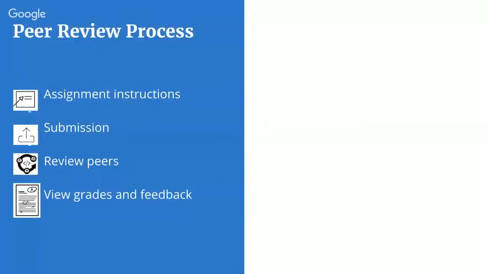To summarize, a peer review includes assignment instructions, a submission process, a review stage, and finally a stage where a learner gets to view their grades and feedback. A lot of these components are extremely critical, and a peer review, when done well, can be an extremely exciting and rewarding experience for the learner.